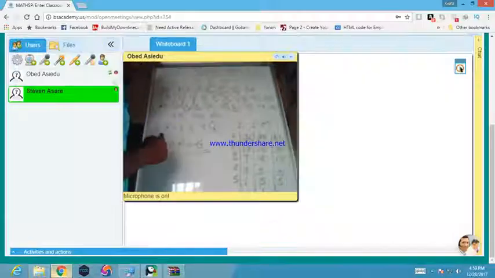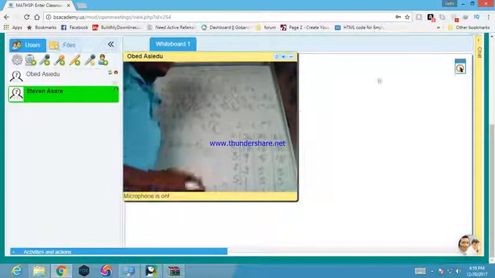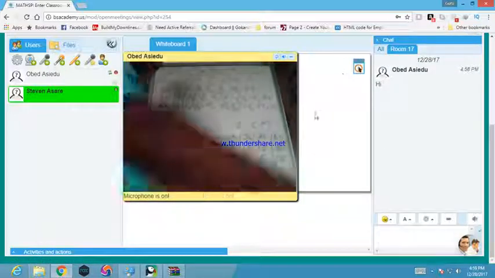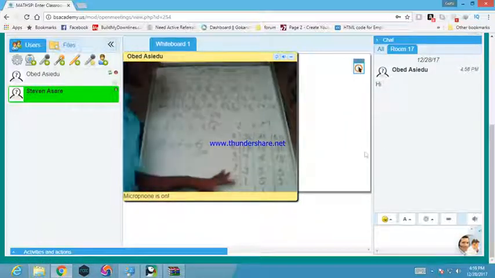Now remember, if you are online and you want to ask a question, you click on the hand and you ask your question at the end of the lesson. So these are the tricks on how to calculate.